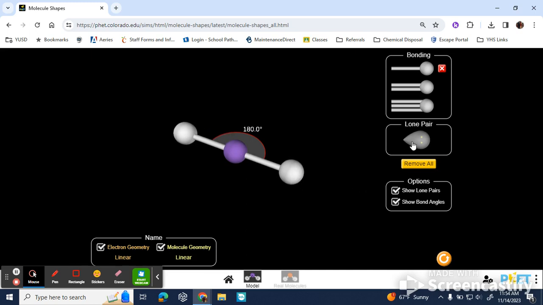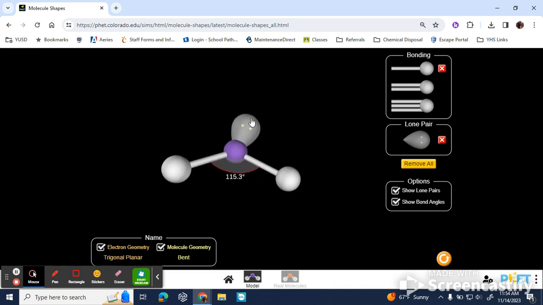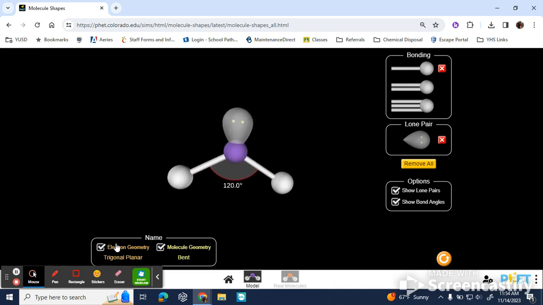And I'm going to add a lone pair. Remember, the lone pairs only really care about our central atom. So right now, if I were to add a lone pair, you could see that the shape it makes is trigonal planar, but the lone pair is pushing these atoms down, causing it to make this bent shape. So that's the name it's going to take.